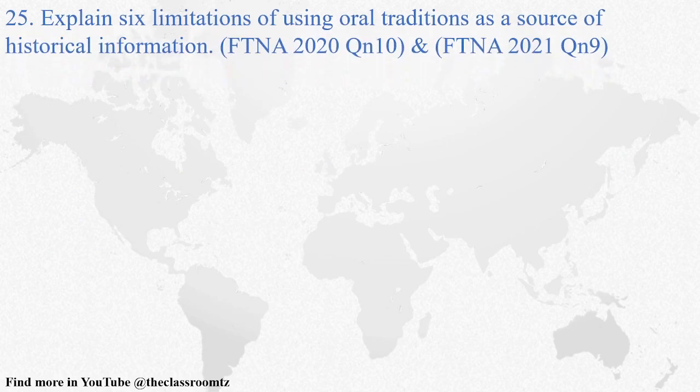Then question number 25, according to the list of my questions: explain 6 limitations of using oral tradition as a source of historical information. In the previous question, they asked us about importance. Now they need us to discuss the weaknesses. It was asked in 2020 and also 2021, but with a different number of questions. So actually we need to answer like this. The weaknesses of oral tradition are these ones.